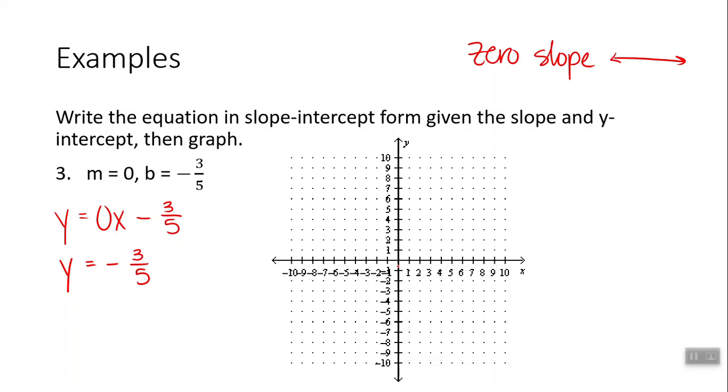-3/5 is 60% of the way to -1, and we're just going to draw a horizontal line right through that spot. This is the one instance where you don't need to have 5 points because they're all on the horizontal line.